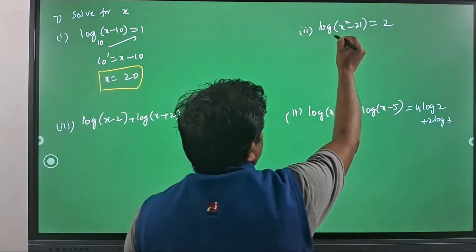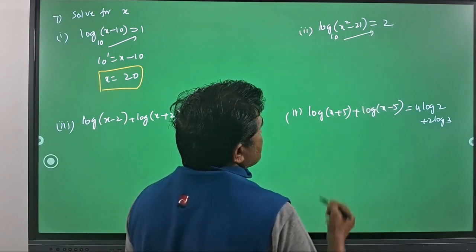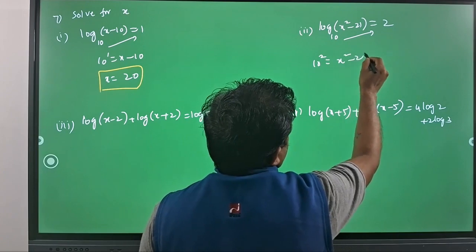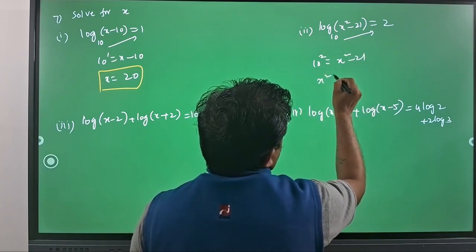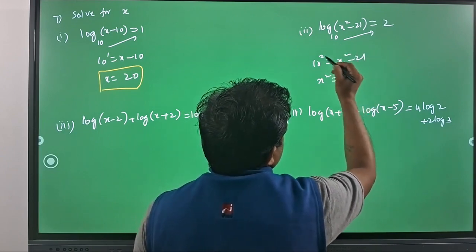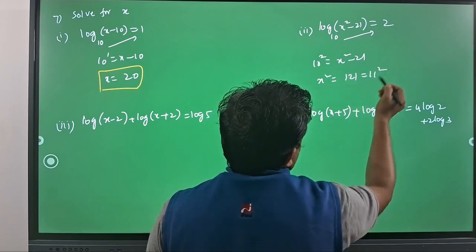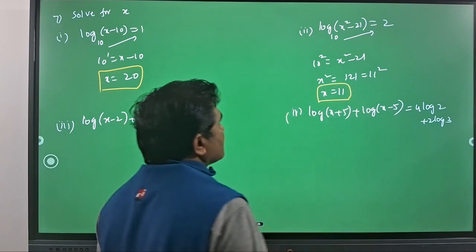Let the base be 10 here, and by converting this logarithm into exponential form, you have 10 square is equal to x square minus 21. So x square is equal to, if you bring this minus 21 to here, it will be plus 21. So it is 100 plus 21, it is 121, which is 11 square. So x is equal to 11 is the solution for this.